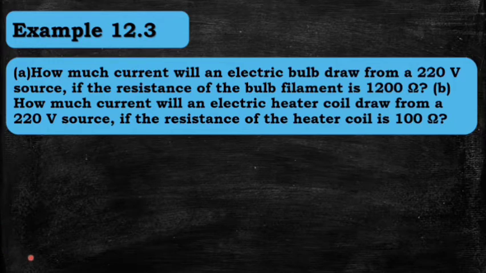Because we know that current I is equal to V divided by R. Here in I, if we have higher resistance, the current will be low. If we have lower resistance, the current will be high.